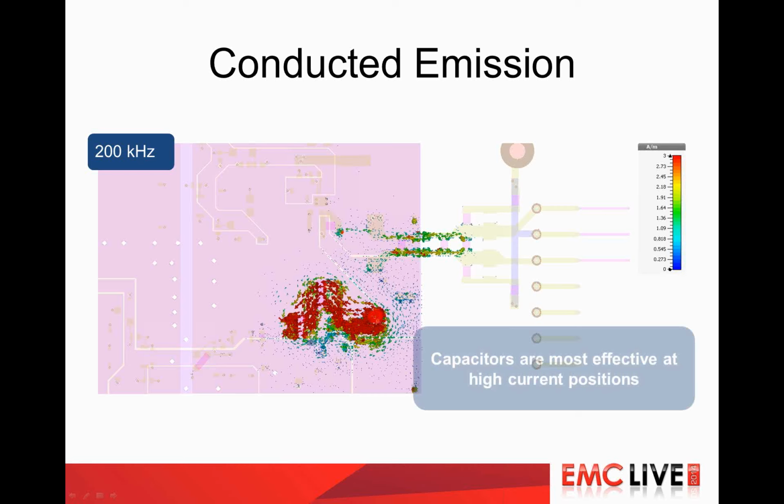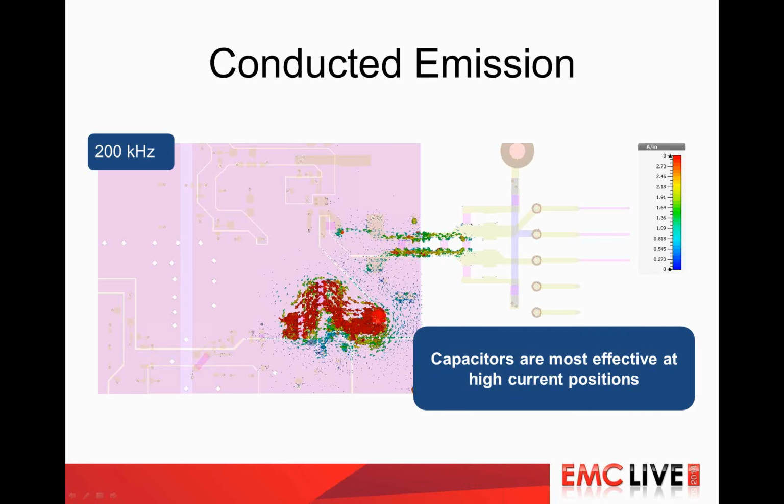And this is, for example, a way how you could optimize your structure now by looking at the current distribution and placing components where the current is high, because they will be most effective there. So that's about the conducted emission.